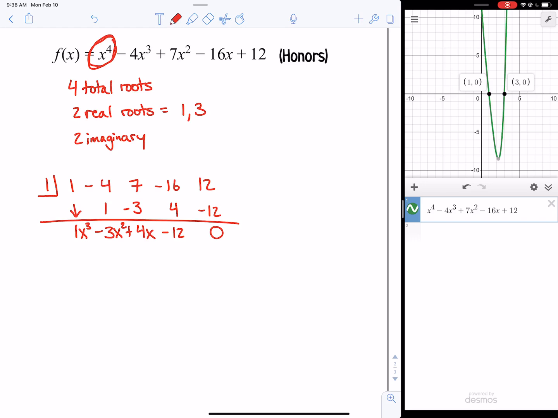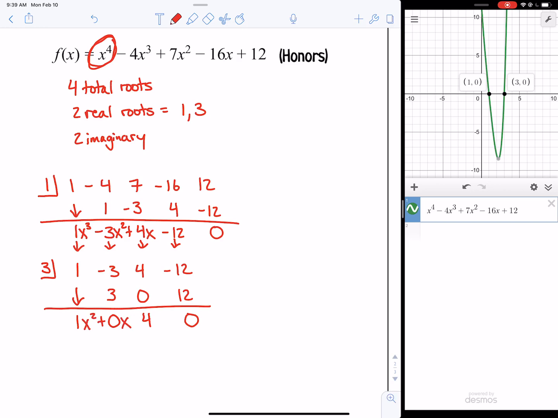So since I used the 1 already, I'm going to need to use the 3 next. Then you want to bring down these coefficients that are your new coefficients of your cubic polynomial so that you end up with something quadratic in just a minute. So bring down the 1, we get 3, 0, 0, 4, 12, and then we end up with 0, which is what we want. So now we have a quadratic function. So we put x squared plus 0x plus 4.